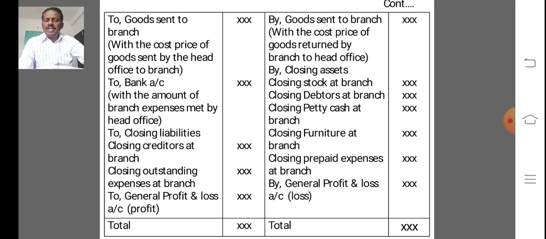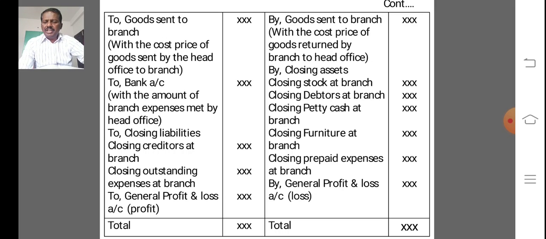For ascertaining any missing information about branch debtors, like opening balance of debtors or collection from debtors or closing balance of debtors, a memorandum debtors account must be prepared. For ascertaining any missing information about branch creditors, like opening balance of creditors, payment to creditors or closing balance of creditors, a memorandum creditors account must be prepared.